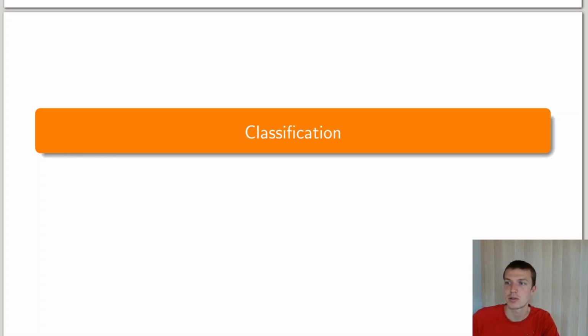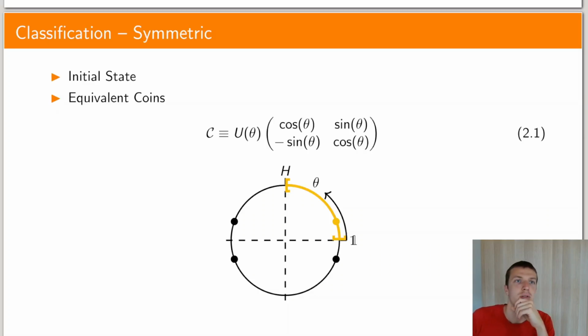So now comes our result, the classification of quantum random walks. The first part is the symmetric walks. The first result is that for every initial state there exists some unitary, a coin operator, such that the walk is symmetric.